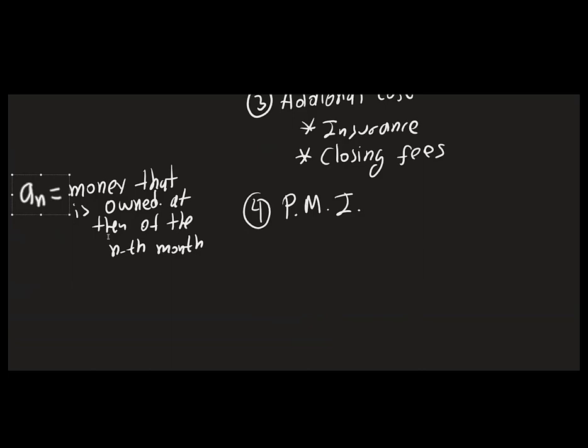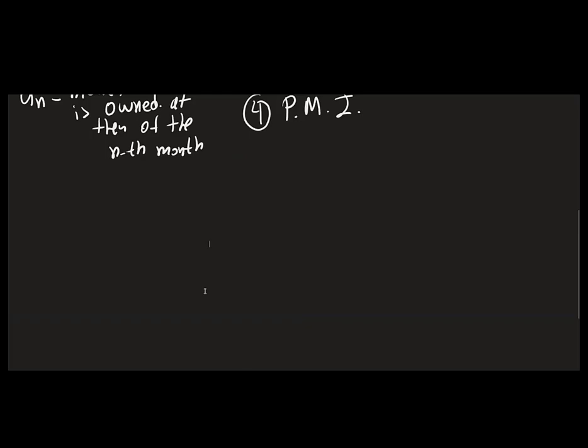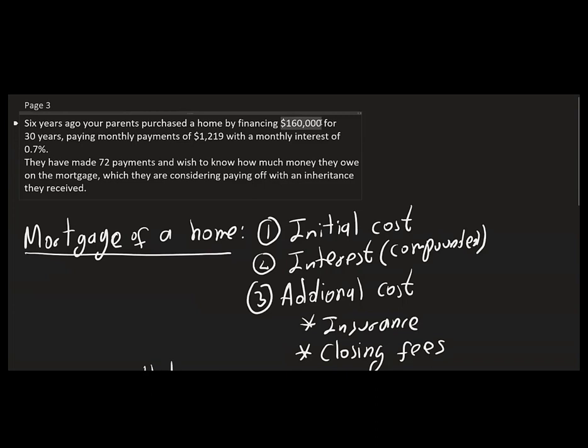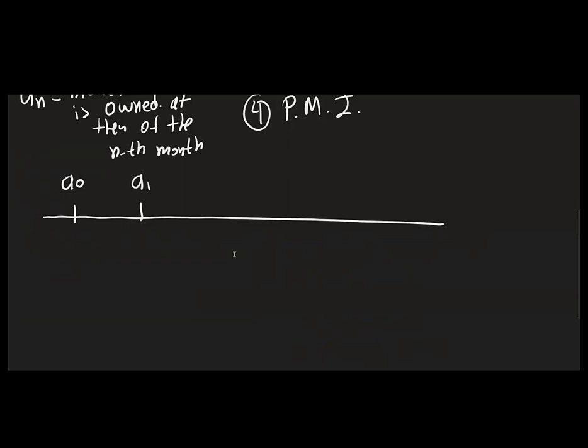So let's do the picture here of what we have. That would be, for us, a_n. Let's look at the picture, the timeline. So this is going to be A0, A1. For us, A0 is, in this case, the amount of money that we are borrowing, this $160,000. That would be the A0 for us. And A1 here will be what we owe at the end of the first month. So this period of time between A0 and A1 is the first month.